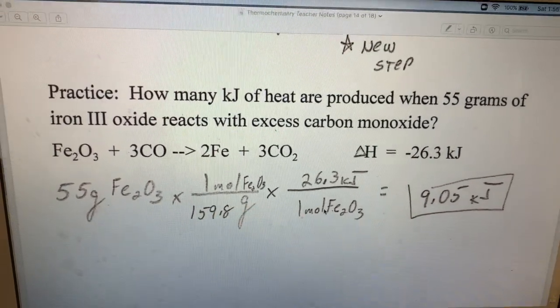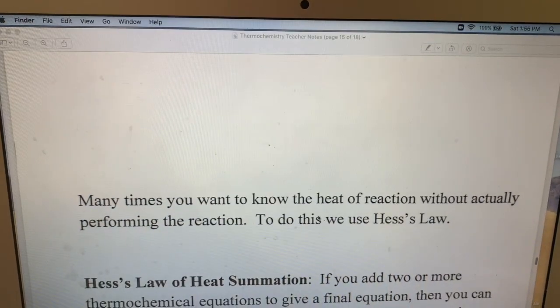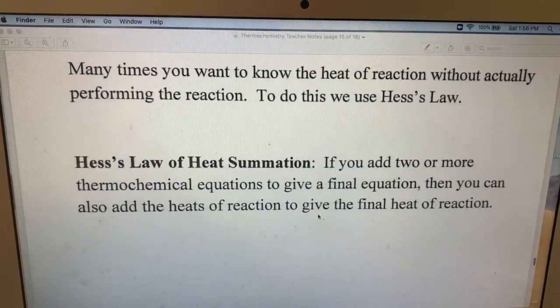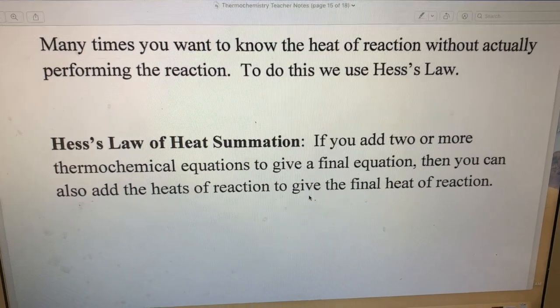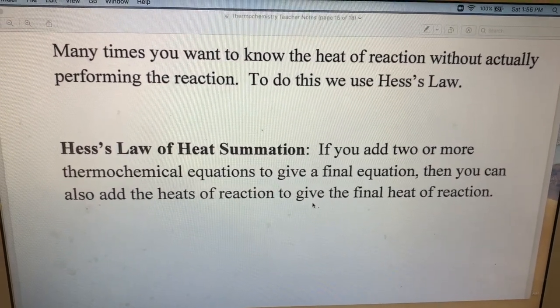All right. In our next, I think that's it. Yep. In your next notes, you are going to be using more of those delta H's, and you're going to be adding those up. So please make sure in that case, you are keeping those negative signs when appropriate.